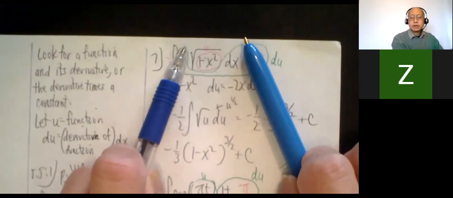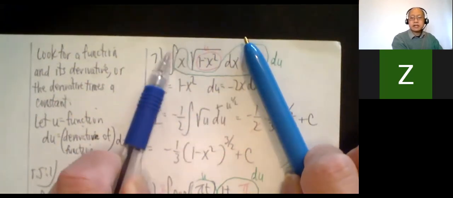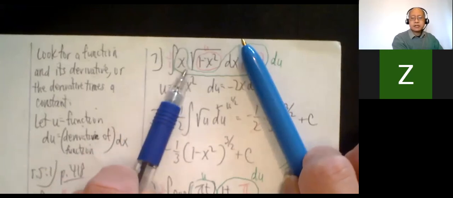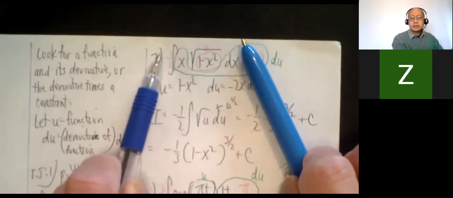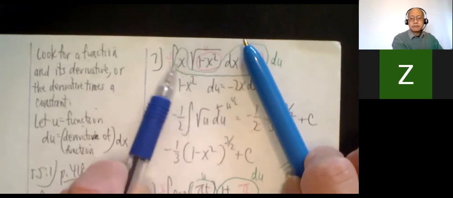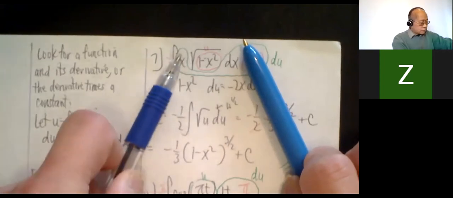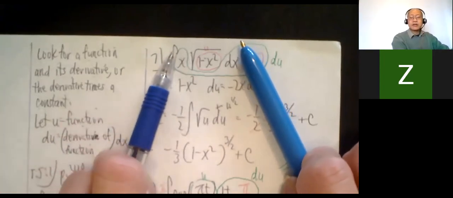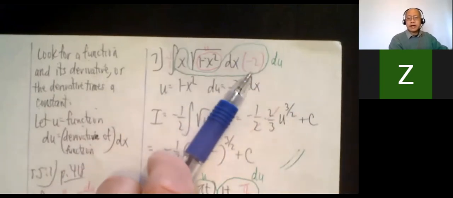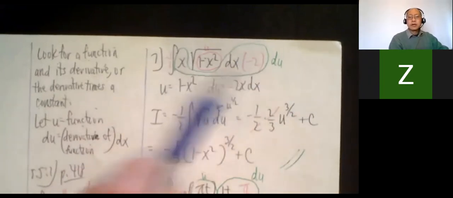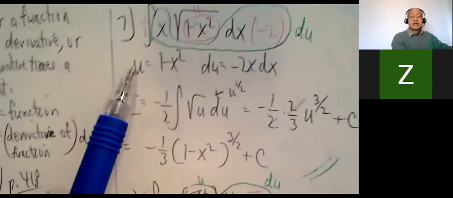Okay, so here's the original. I cannot change it until I see negative 2x dx. There's an x, there's a dx. What's missing? Negative 2. You got to have the negative 2. So I put in negative 2. Outside, negative 1/2.